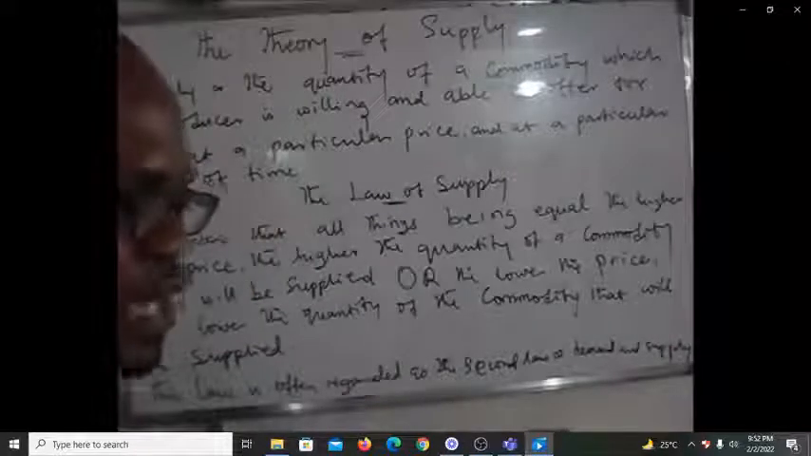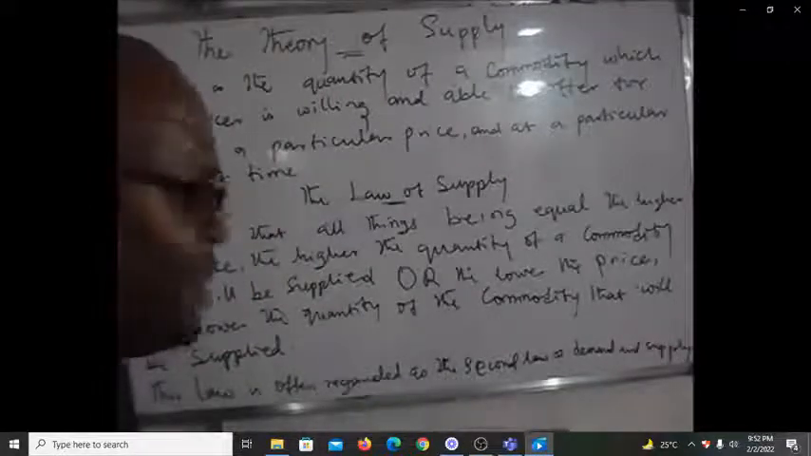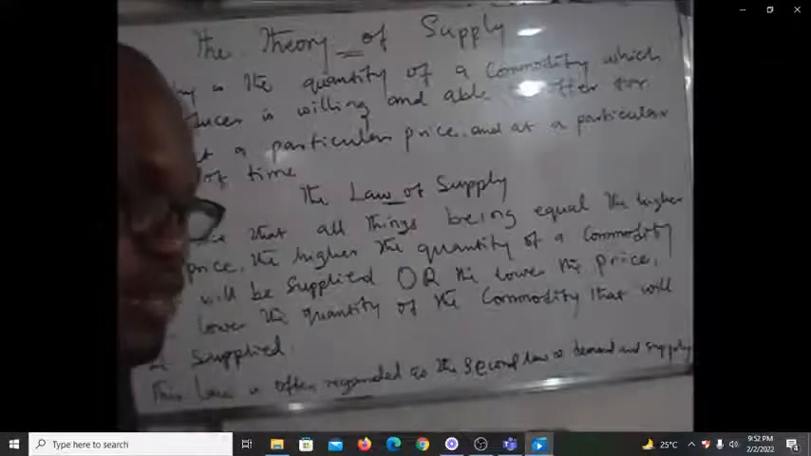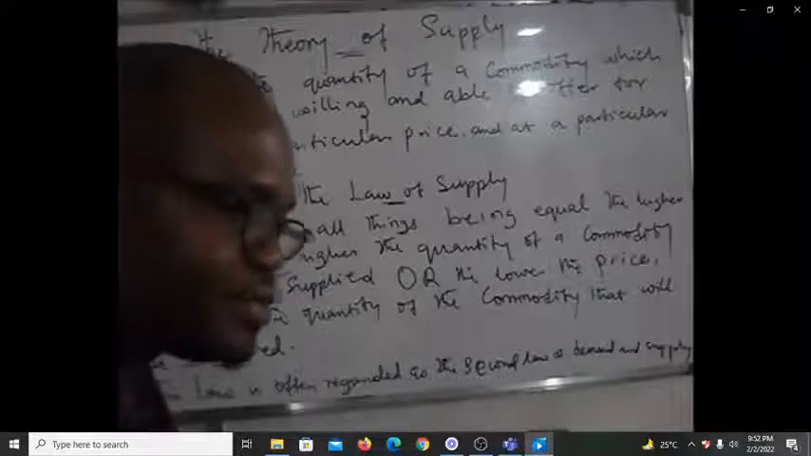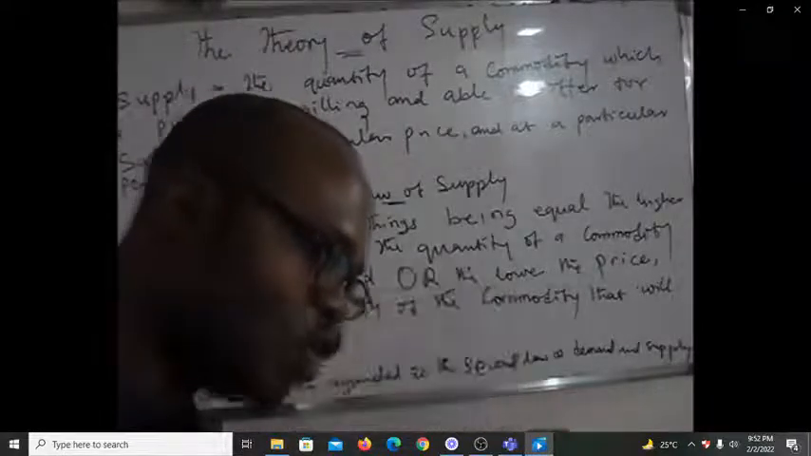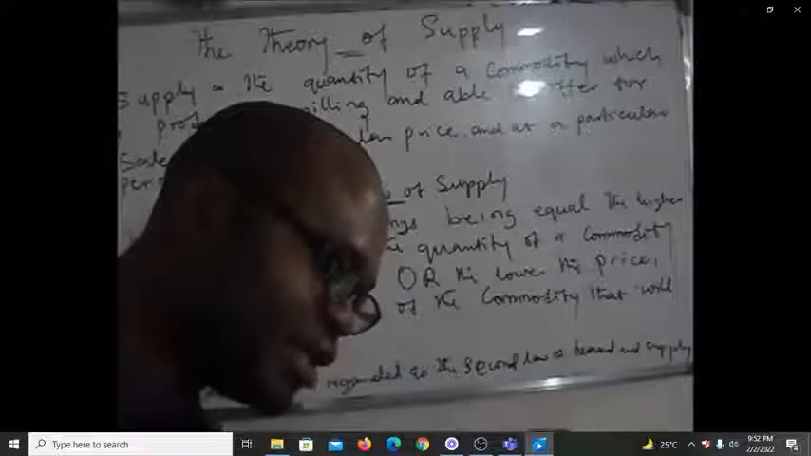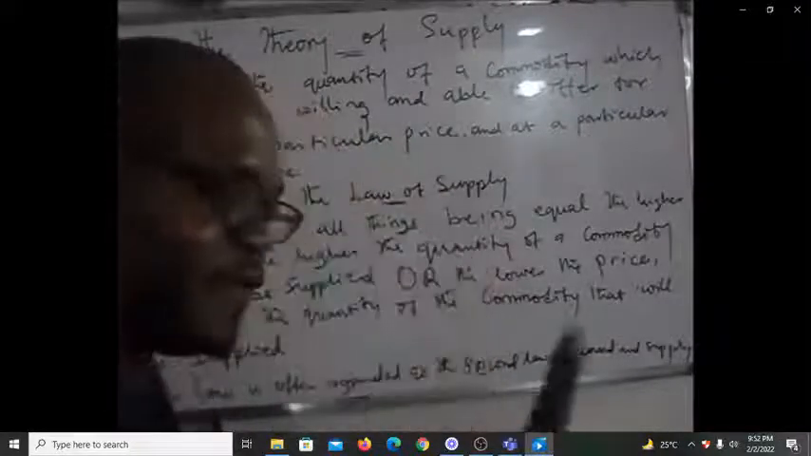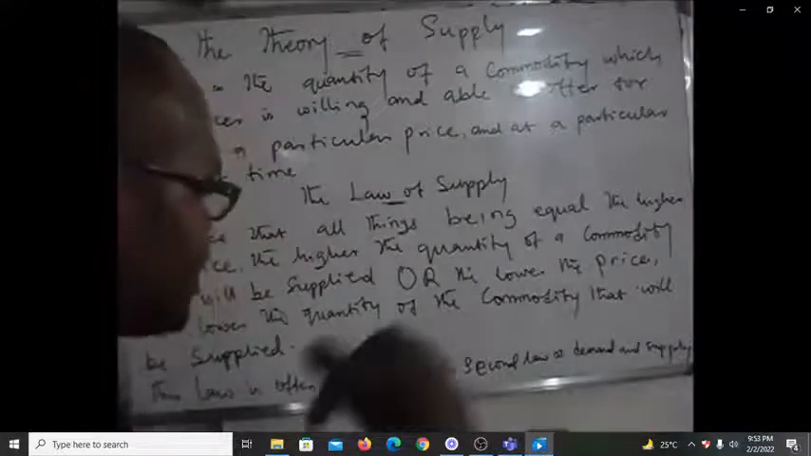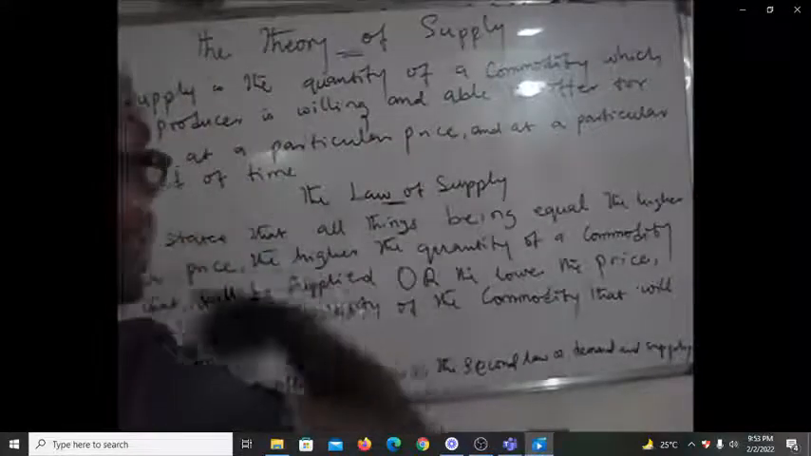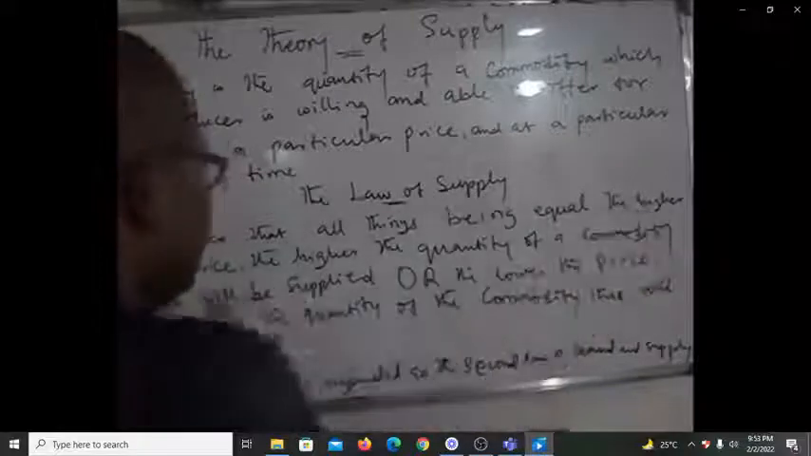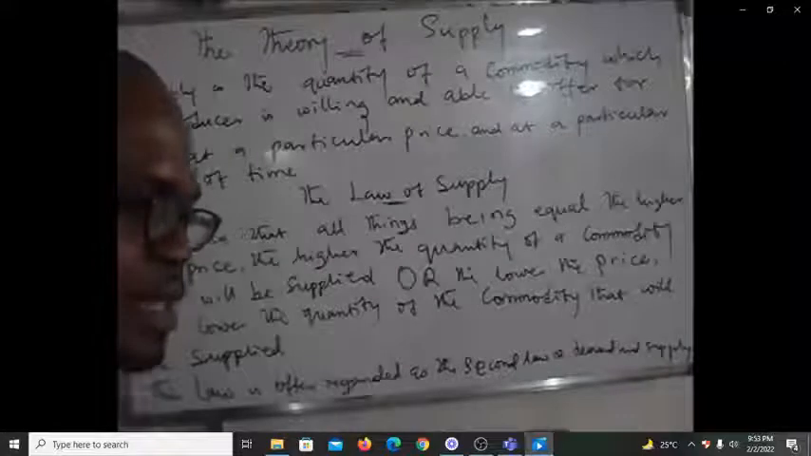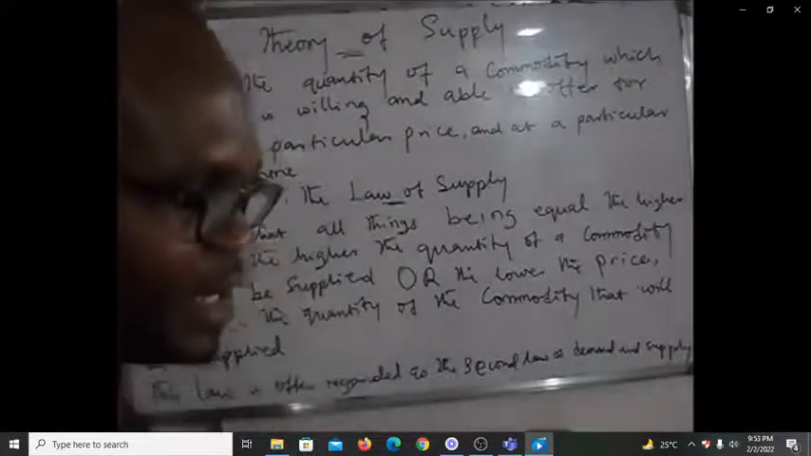You know that demand and supply go hand in hand. The first law, which one is the first law of demand and supply? The law of demand, which states that the higher the price, the lower the quantity demanded. Or the lower the price, the higher the quantity demanded. That's the first law of demand and supply. Whereas the second law of demand and supply is the law of supply, which states that all things being equal, the higher the price, the higher the quantity of the commodity that will be supplied. Is that clear?